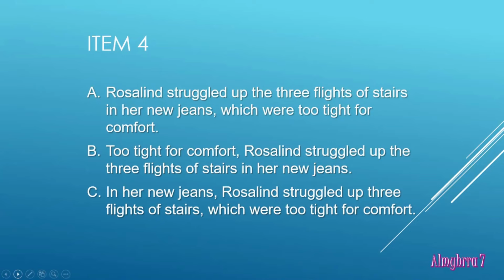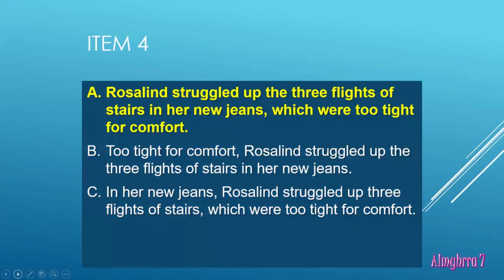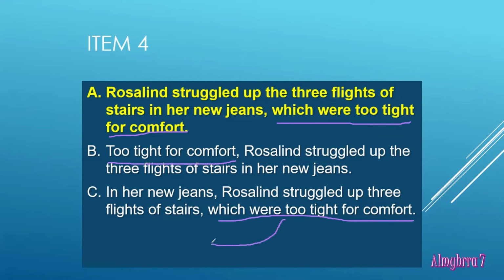The correct answer is letter A. Why letter A? What is your modifier here? Which were too tight for comfort. Now, if you look at letter C, which were too tight for comfort refers to stairs. Too tight for comfort refers to Rosalind. That is the word modified. Same also here, stairs. And for letter A, which were too tight for comfort, is placed beside the word jeans.